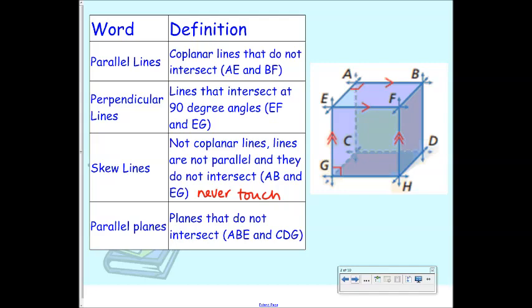Now, are there other things that can happen? Sure. But in geometry, if you're guessing, if you're like, I have no idea, guess one of those two things. They're either equal or they add up to 180. Those are the two things that are probably going to happen.